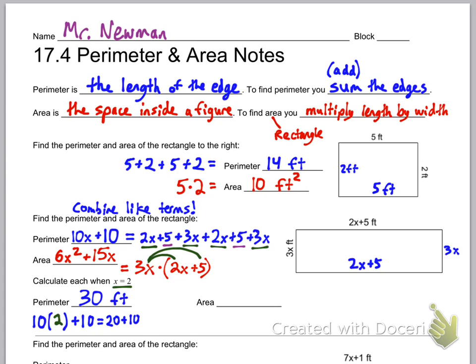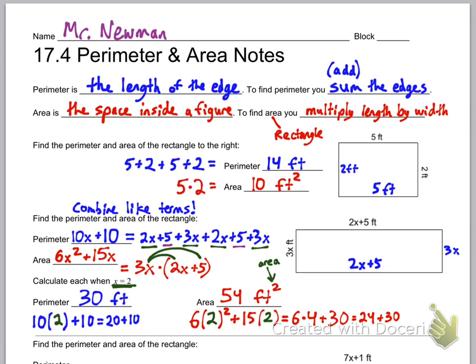For area, we're going to plug in the 2 as well, so I'm going to write that entire expression, but every x I'm going to leave blank, so I can plug in the 2 for x. When you do that, you get 6 times 2 squared plus 15 times 2. Be very careful that you follow order of operations. The 2 needs to be squared first and then multiply by the 6. So if we do that, we get 6 times 4, not 12 squared. So 6 times 4 plus 30 becomes 24 plus 30, and that's known as 54 square feet.